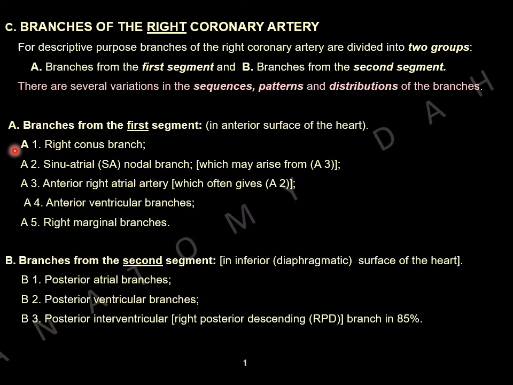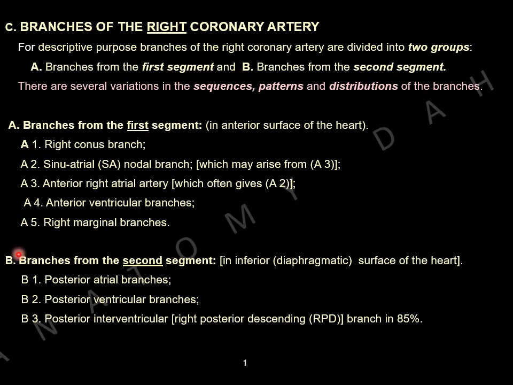The first one is right conus branch. The second, sinuatrial SA nodal branch, which may arise from the right anterior atrial artery. The third, right anterior atrial artery, which often gives sinuatrial branch. Fourth, anterior ventricular branches. Fifth, right marginal branches.